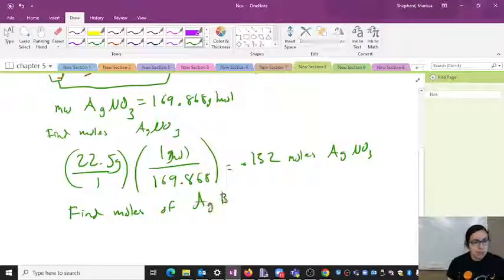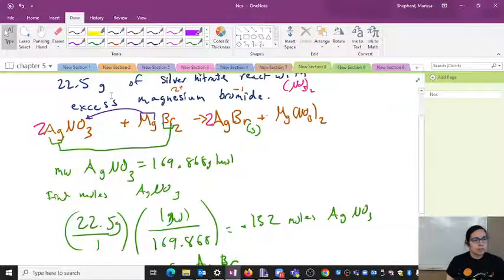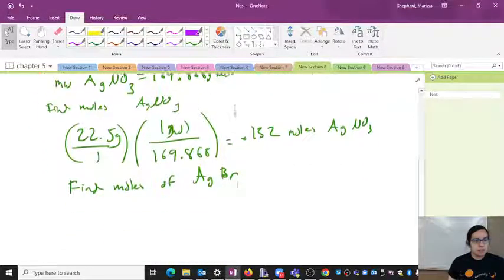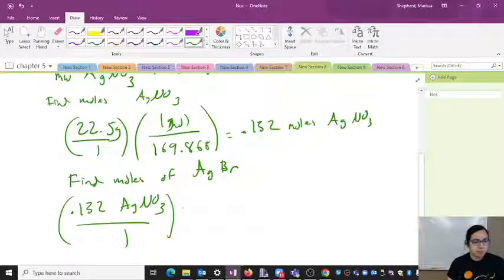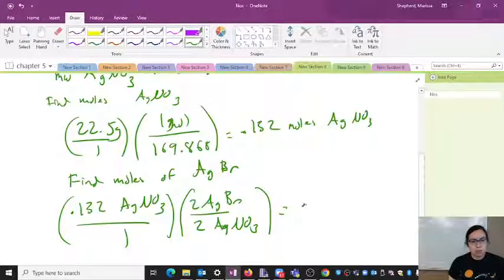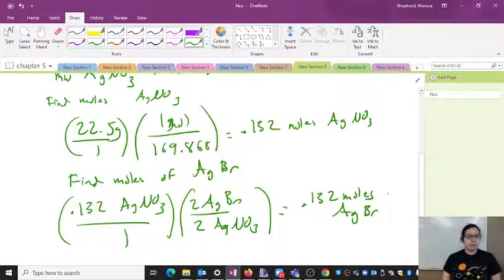So let's find moles of silver bromide. So then we would just use our mole-mole ratio. So in this case, they're in a 2-to-2 or 1-to-1. I'll set it up explicitly, but you can already tell it's the same. So 2 moles of silver bromide to 2 moles of silver nitrate. So then that gives us 0.132 moles of our silver bromide.